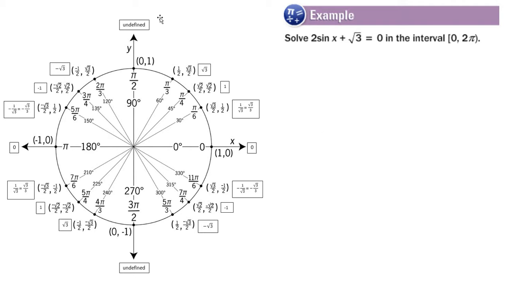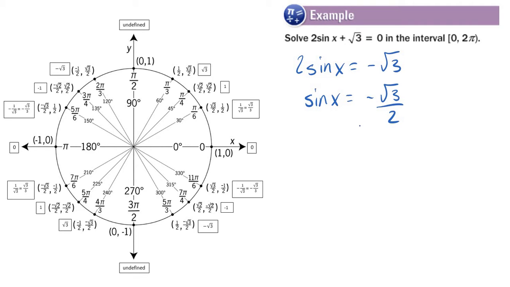Let me show you. So we want to get this sine all by itself. Let me get my pen to come up here. So we want to get the sine function all by itself. So let's subtract that root 3 over. So I'd have 2 sine x equals negative square root of 3. And then of course let's divide that 2 over to the other side. So sine of x equals negative square root of 3 over 2.